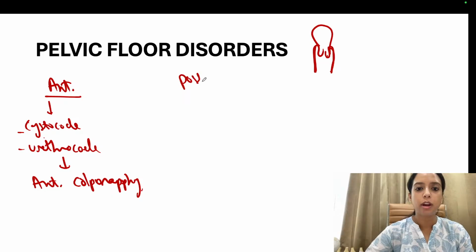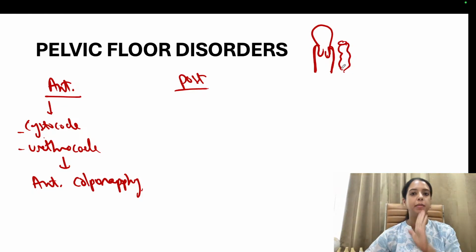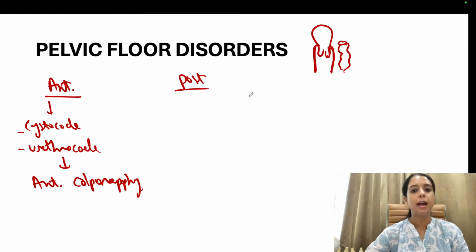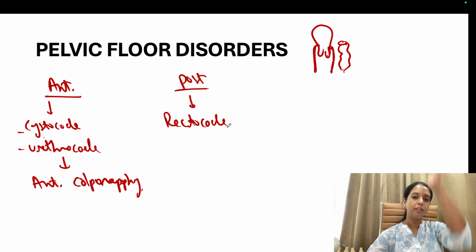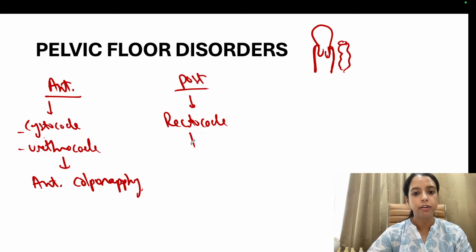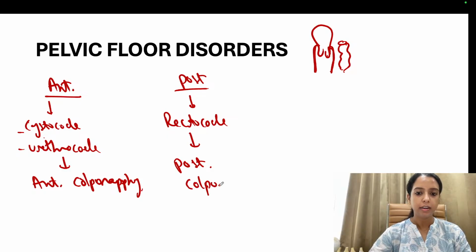Posterior wall, when it prolapses, what organ will it bring? Behind, there is only one structure, the rectum. So when the posterior wall prolapses, the rectum will come along and it presents as a rectocele. Rectocele means the posterior vaginal wall is weak. So the treatment is posterior colporrhaphy.